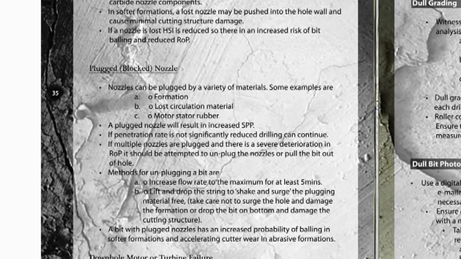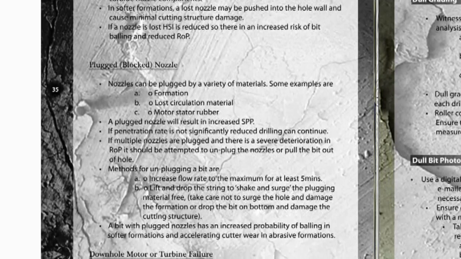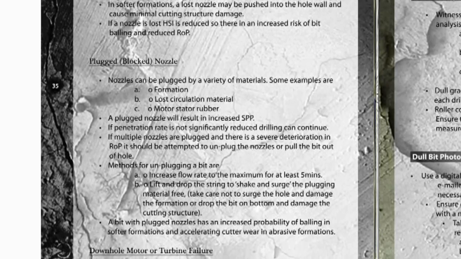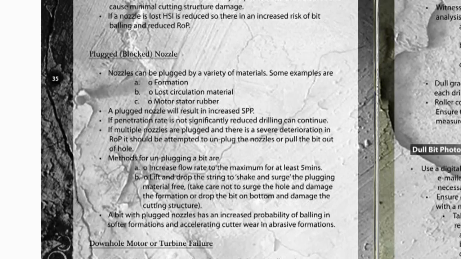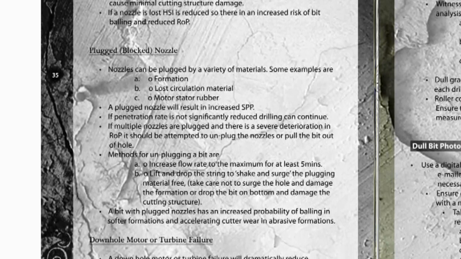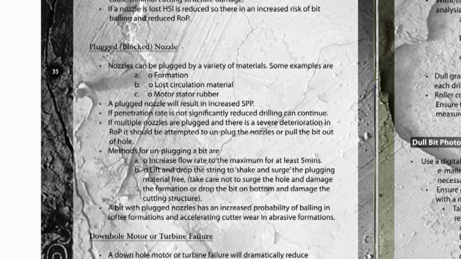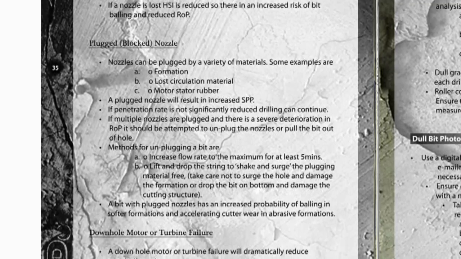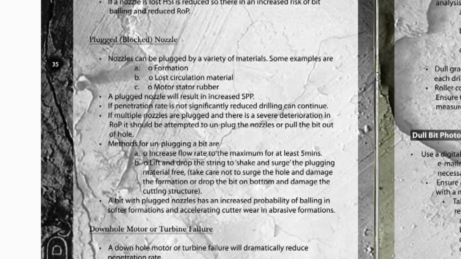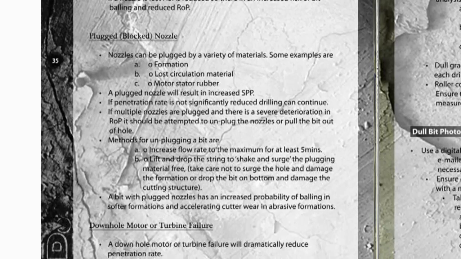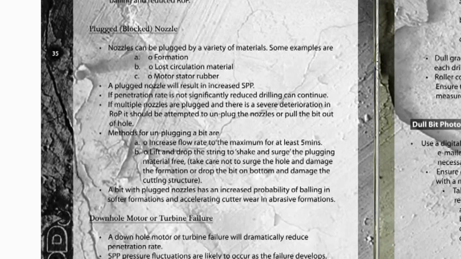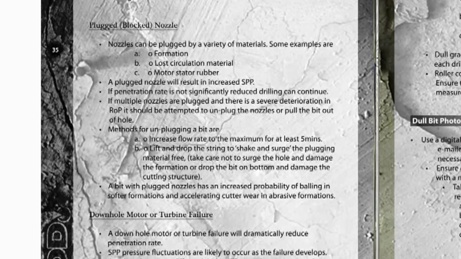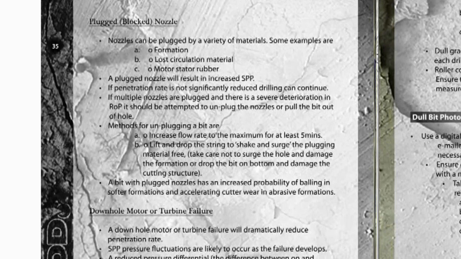Methods for unplugging a bit are: increase flow rate to the maximum for at least 5 minutes. Lift and drop the string to shake and surge the plugging material free. Take care not to surge the hole and damage the formation, or drop the bit on bottom and damage the cutting structure. A bit with plugged nozzles has an increased probability of balling in softer formations and accelerating cutter wear in abrasive formations.